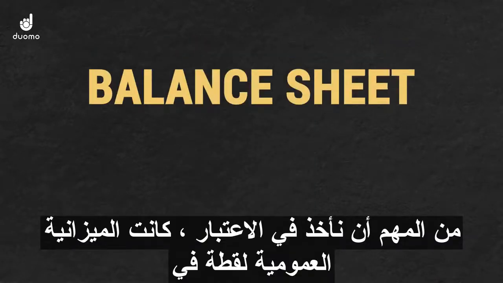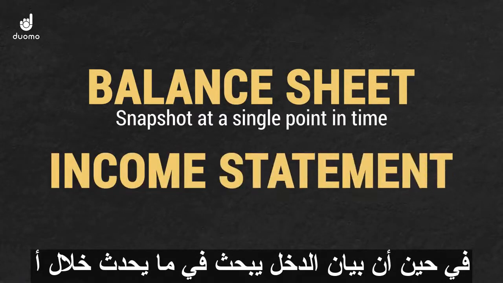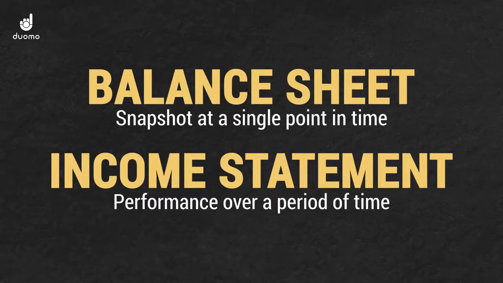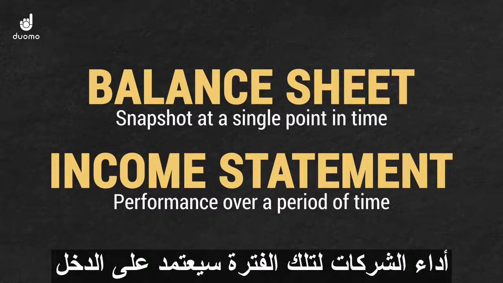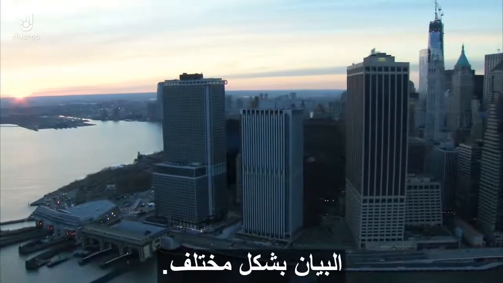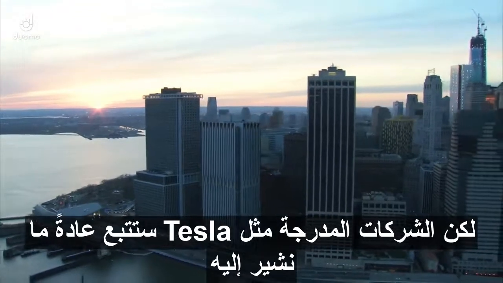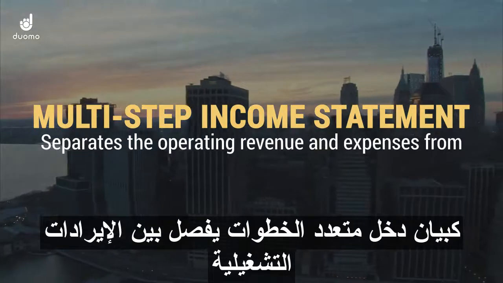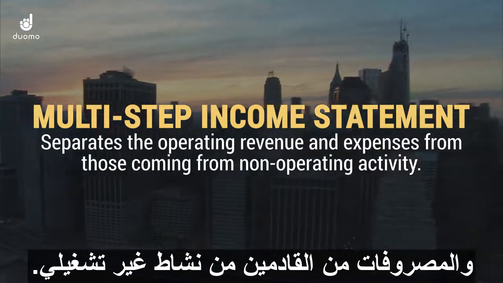The balance sheet was a snapshot at a particular point in time, whereas the income statement is looking at what happened over a specific period of time. So the income statement is helping us to see a company's financial performance for that period. Companies will structure the income statement differently, but listed companies like Tesla will typically follow what we refer to as a multi-step income statement, which separates the operating revenue and expenses from those coming from non-operating activity.